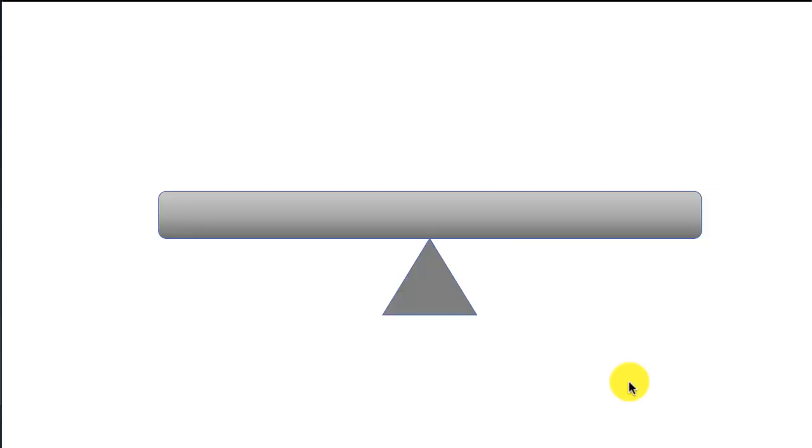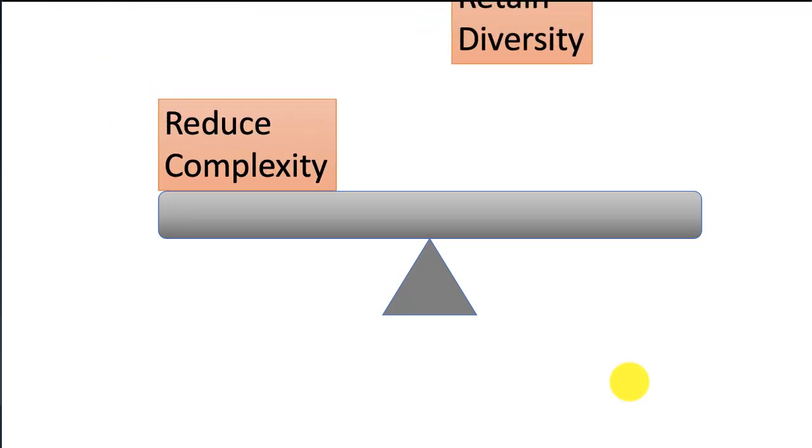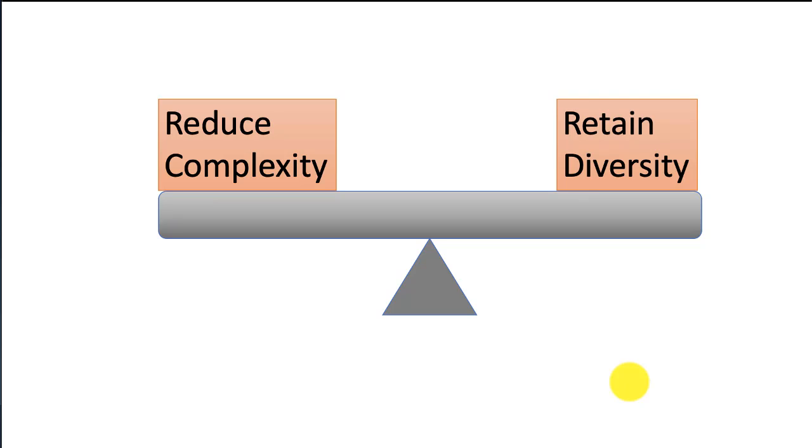Okay, so the main trade-off that's being made is you want to reduce complexity, at the same time you want to retain some diversity, right? Which is why we cannot go to one extreme or the other extreme. We are trying to find a middle ground.